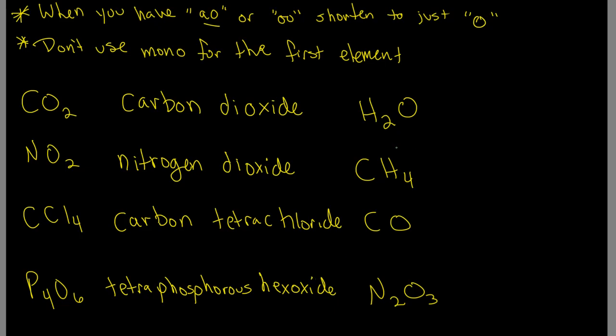Next up, H2O. Everybody should know what H2O is, but it does have a proper name. So H2O is dihydrogen monoxide. Now you don't put monooxide because that would be OO put together. It's just monoxide.